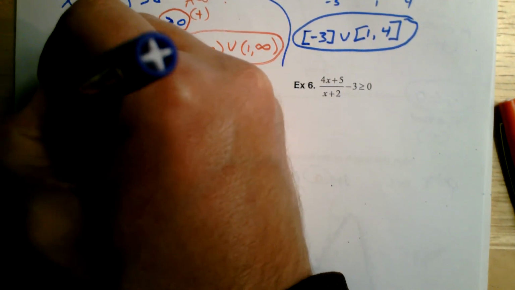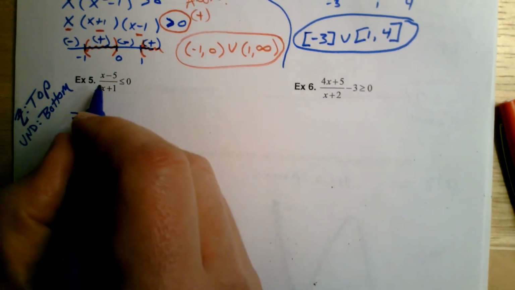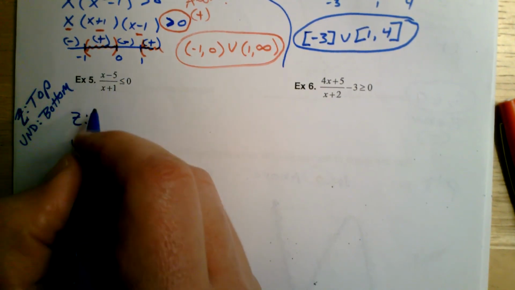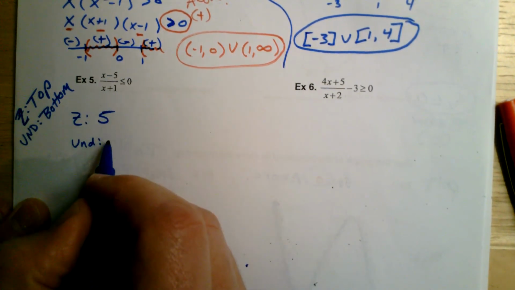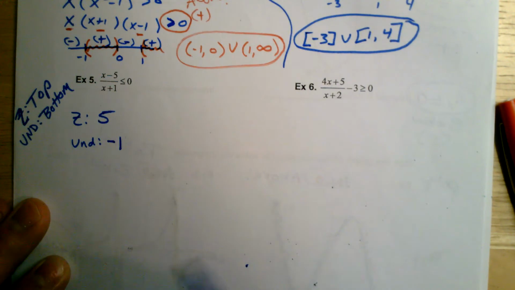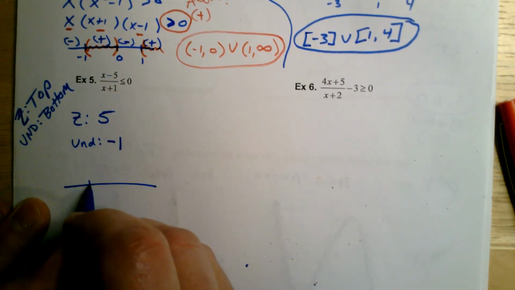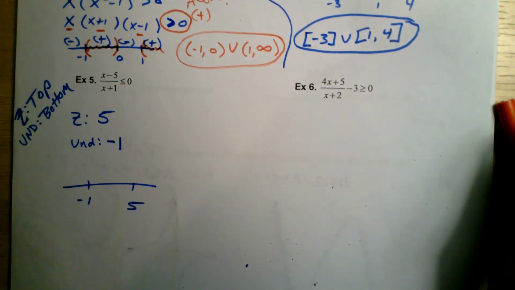That is your domain, okay? U and D is undefined. So your undefineds are found on the bottom. So if I take a look, what makes x minus 5 zero is 5. And then the undefined value is what's on the bottom that makes it 0. That's -1. Okay, so very similar to what we just did with polys. I put -1 and I put 5 on my number line.